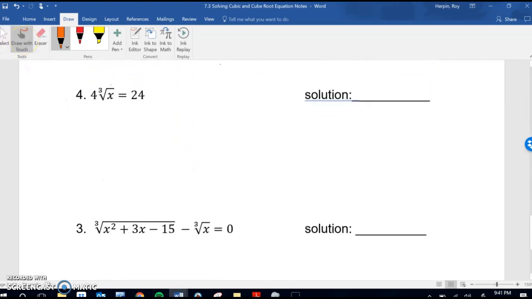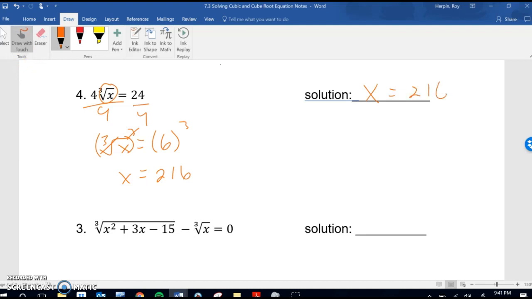Next one, got to isolate this. So I'm going to divide by 4. Divide by 4. So I get cube root of x equals 6. And now I'm going to cube both sides, cancels. I have x equals 216. I think that's right. So my solution is x equals 216.